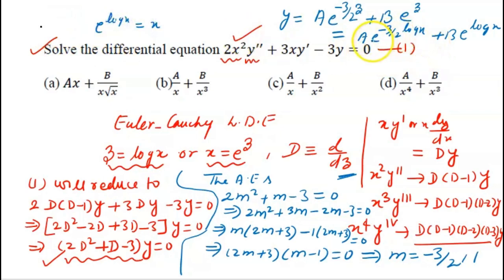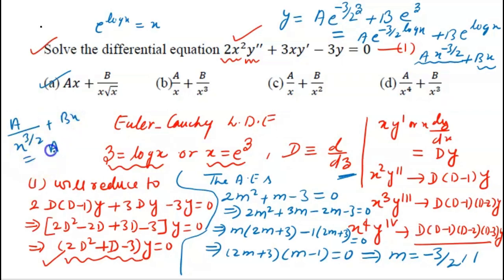So here it is A, and using the property of log, it will be x to the power minus 3 by 2 plus Bx, right? So A x to the power minus 3 by 2 plus Bx. So which option will be correct? The A option will be correct, because A x to the power minus 3 by 2 can be written as 1 by x to the power 3 by 2 plus Bx. So this is basically A by x root x plus Bx.